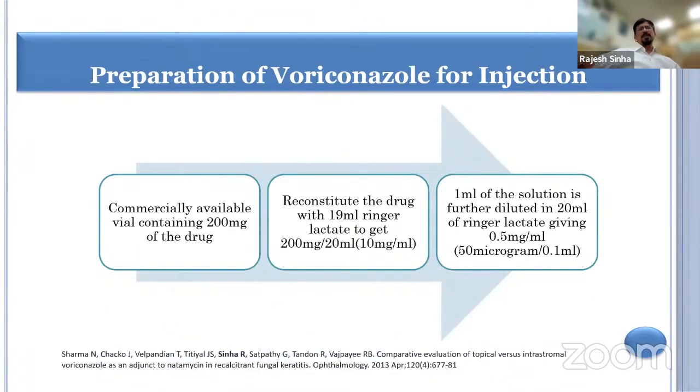And as far as preparation of voriconazole is concerned, which is a very useful antifungal agent, which is more often given these days, it is available in 200 milligram vial. So you reconstitute the drug with 19 ml ringer lactate to get 200 milligram in 20 ml, that is 10 milligram per ml. Then 1 ml of this solution is further diluted in 20 ml of ringer lactate, giving 0.5 milligram per ml, that is 50 micrograms in 0.1 ml. And that is how you give the injection.